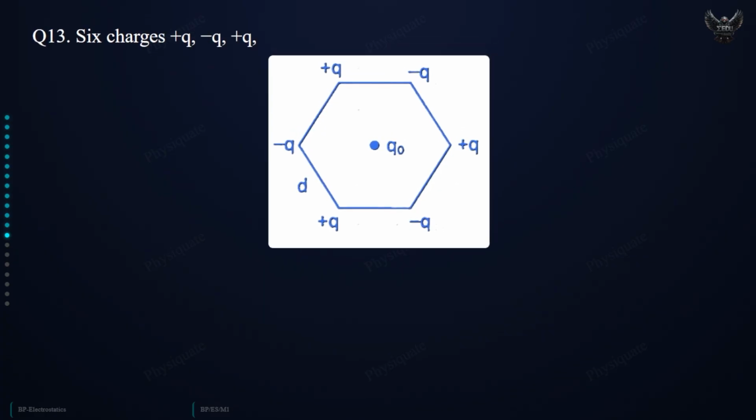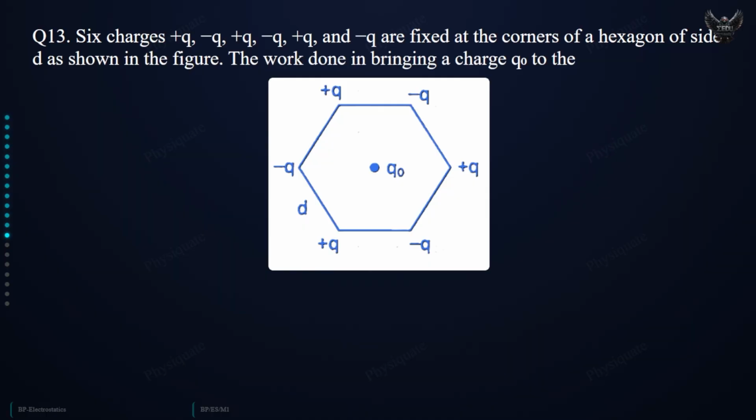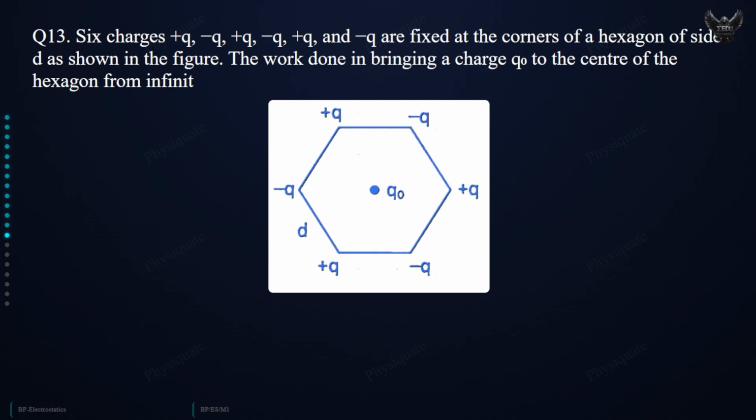Question 13. 6 charges plus Q, minus Q, plus Q, minus Q, plus Q, and minus Q are fixed at the corners of a hexagon of side d as shown in the figure. The work done in bringing a charge Q to the center of the hexagon from infinity is, where epsilon 0 is the permittivity of free space.